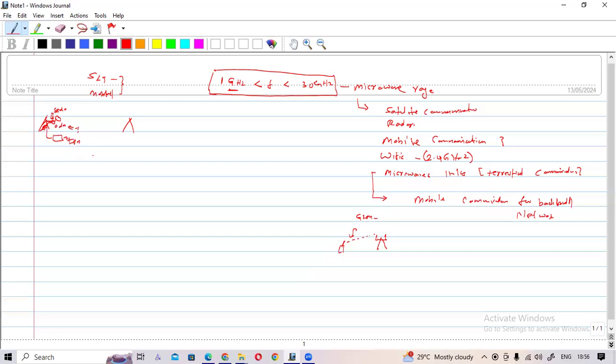So I will draw it clearly. If you have a tower there, you have to locate the microwave dish, not portable antennas. This is a dish antenna.